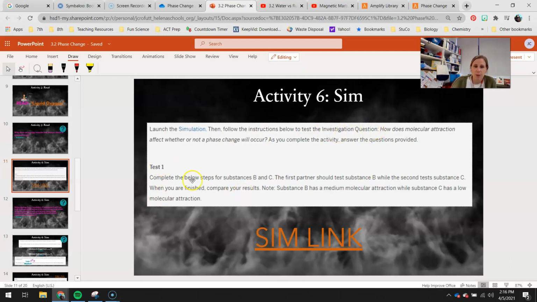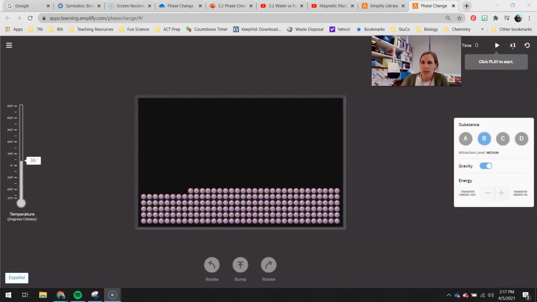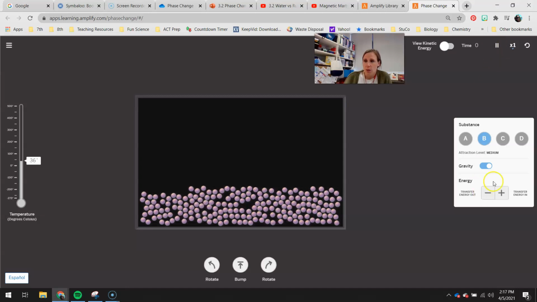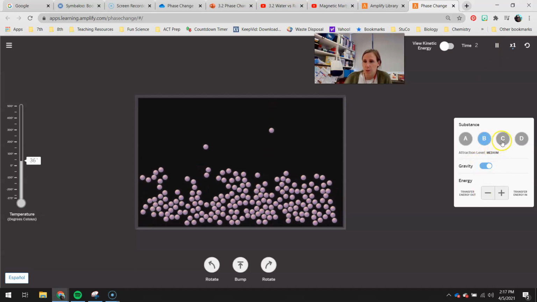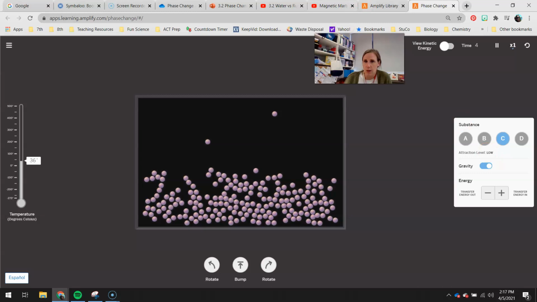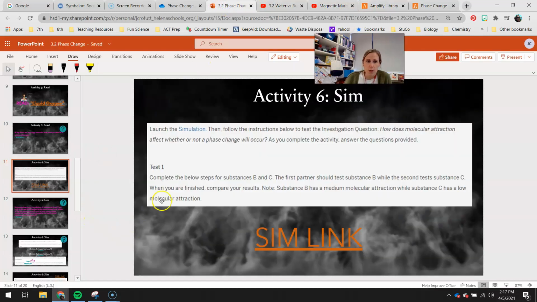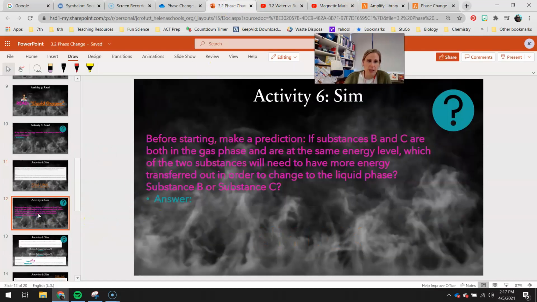So the first test you're going to complete is you guys are going to look at substances B and C. The first partner should test substance B while the second tests substance C. Obviously, if you're working from home, you guys are testing both of those. When you are finished, compare your results. Note, substance B has a medium molecular attraction while substance C has a low molecular attraction. So if we hit play and look at this in our sim, we have B right here is medium and C is low.